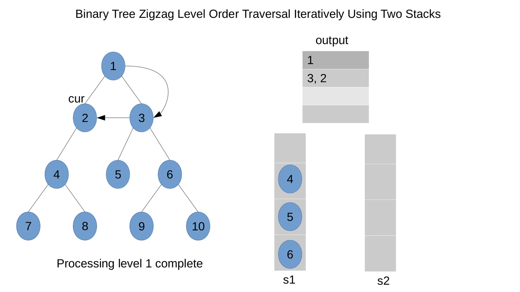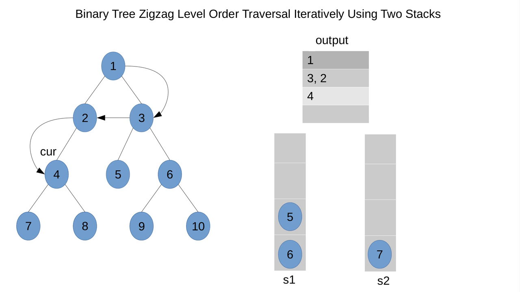Now stack S2 is empty, so we start processing from stack S1. So we pop the node from the top of the stack, and current is assigned the reference to node 4. So we shall process this node, add it to a new list. Now we want to add the children of node current to stack S2. Because we are adding to stack S2, we'll add from left to right. So node 7 is added first and then node 8.